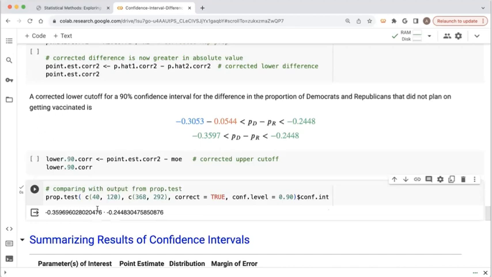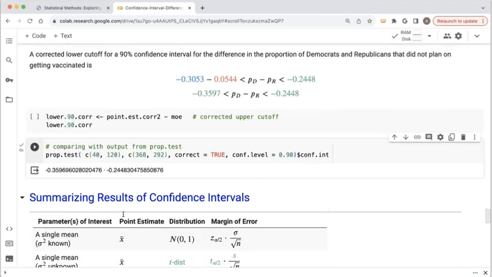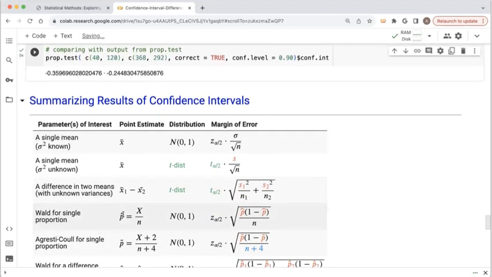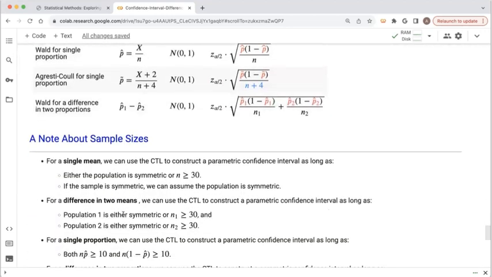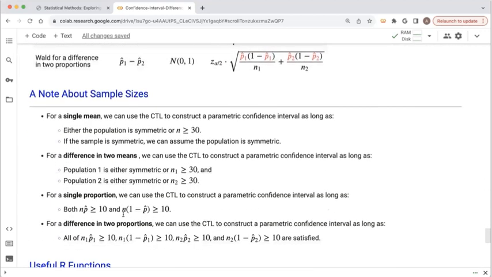And there's some additional information down here summarizing all of the different confidence intervals that we've looked at so far, and the corresponding conditions that we would want to check before we go ahead and apply these parametric methods. If we want to use the central limit theorem, then we need to make sure that our sample is large enough, and that means different things in different contexts. So you can refer to the end of this document for a nice summary.